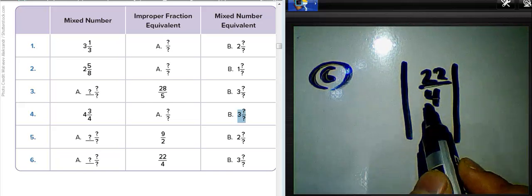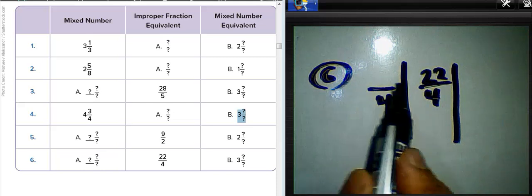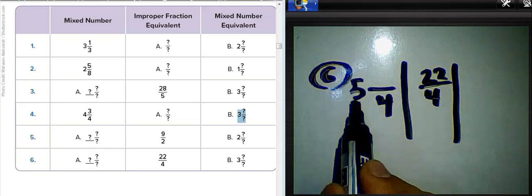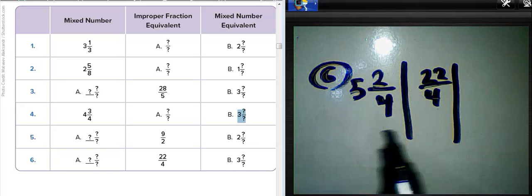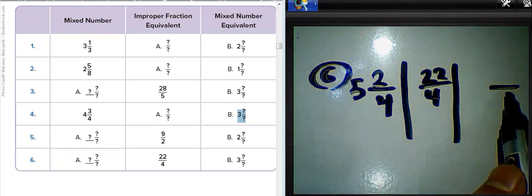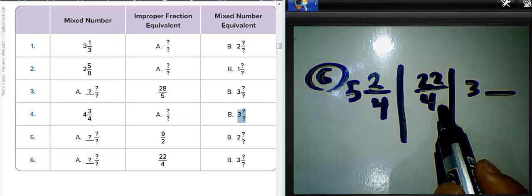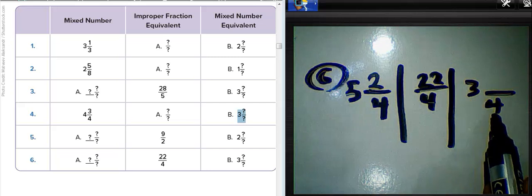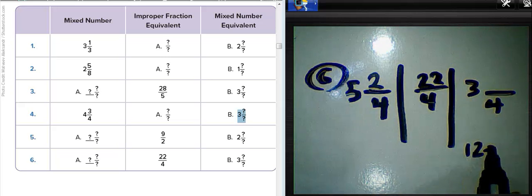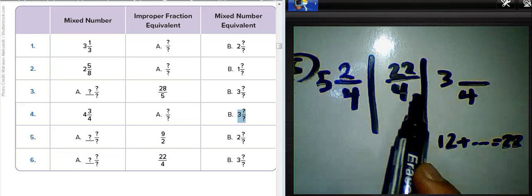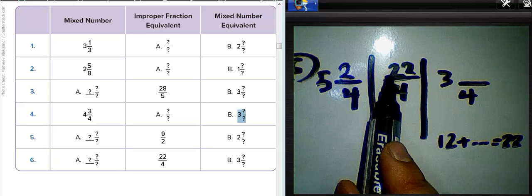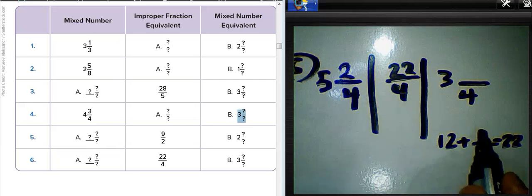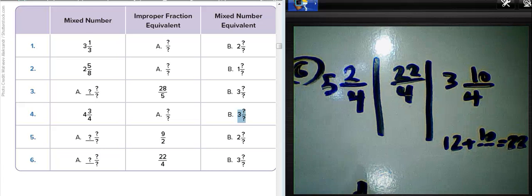22 over 4, we can convert to a mixed number. 4 times 5 equals 20 and the remainder 2. And what about this number? Here we have 3. He writes 3, okay? You must write 4 in the denominator and then find the result: 3 times 4 equals 12. 12 plus what equals 22? We must count from 12 to 22 because we have 22 in the numerator. Count from 12 to 22, the result will be 10. So we must write it in here. Okay, my students, that was question number 6.